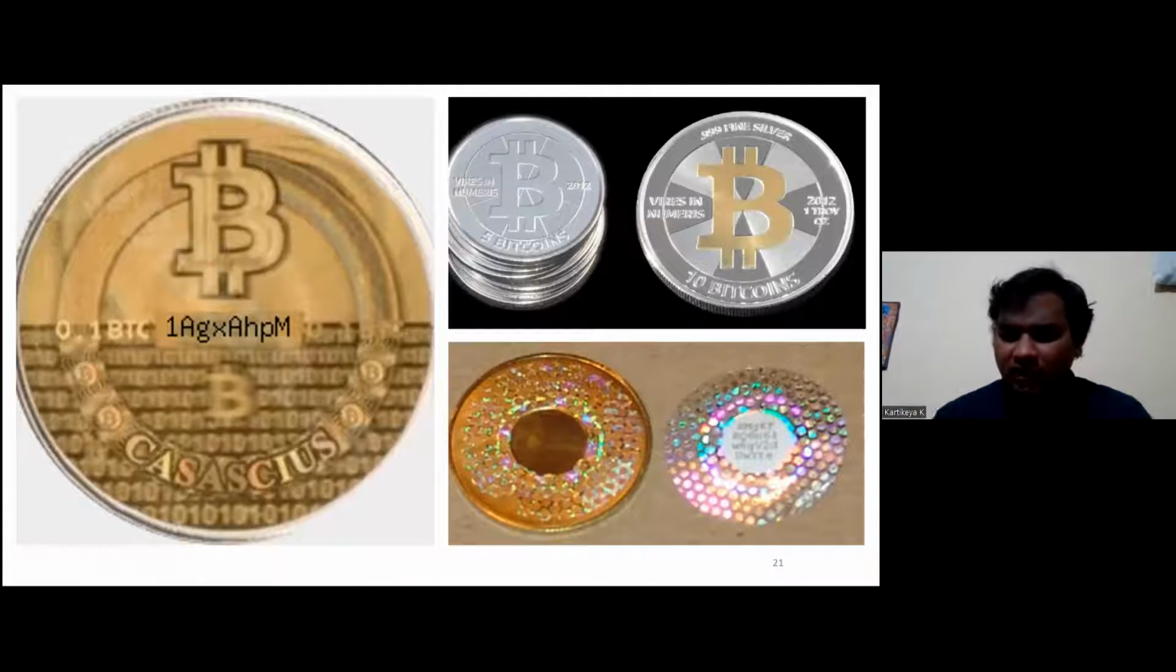For example, etching on physical coins. If you have a physical coin, it is hard to write that whole private key, right? So for that purpose, we use this mini private key format. It will contain a maximum of 30 characters. Especially when the physical space is limited, this is used.